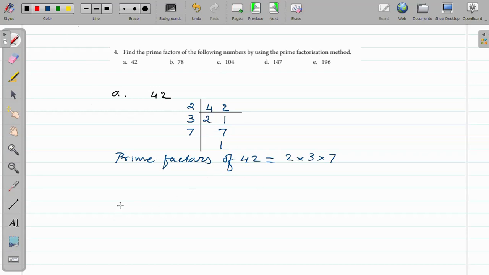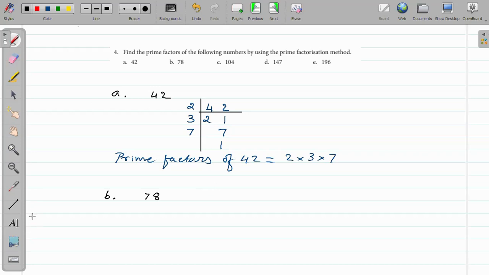In the same way we will do the second one, B, that is 70. You also have to do the multiplication. You have to write it as the product of prime factors. Only then will we call that prime factorization.